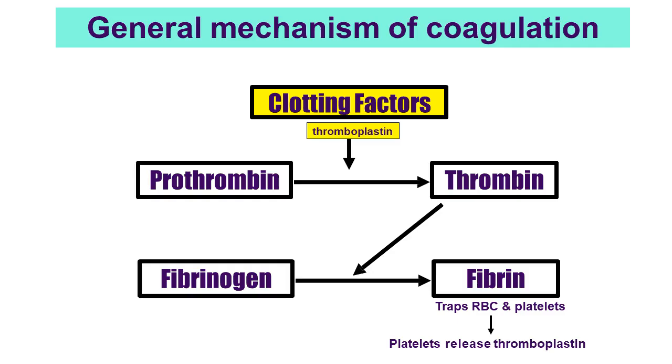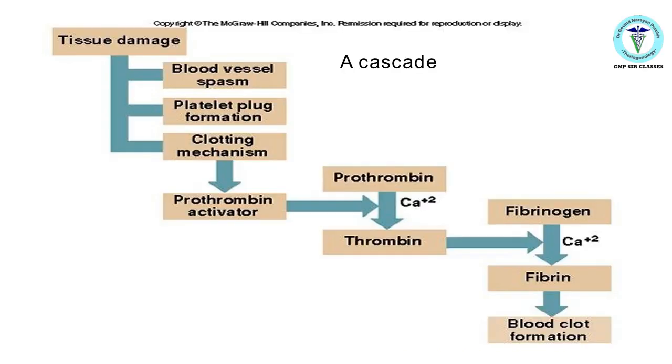The general mechanism of coagulation involves a cascade of reactions where clotting factors activate each other, leading to the conversion of prothrombin to thrombin, which then converts fibrinogen to fibrin, forming a stable clot. The coagulation cascade is a series of steps triggered by tissue damage, leading to the formation of a blood clot. It involves the activation of prothrombin to thrombin and fibrinogen to fibrin, resulting in clot formation.